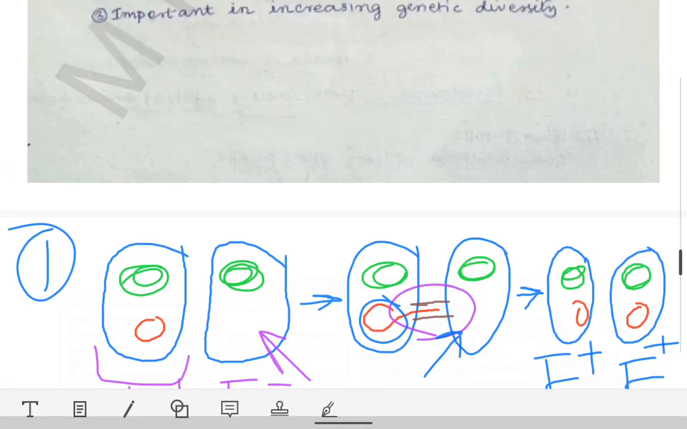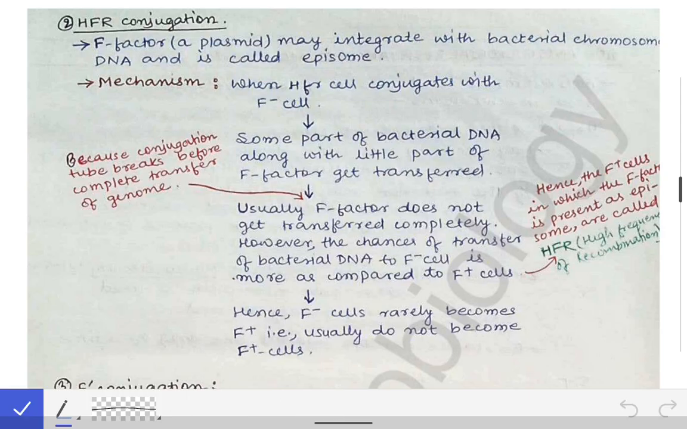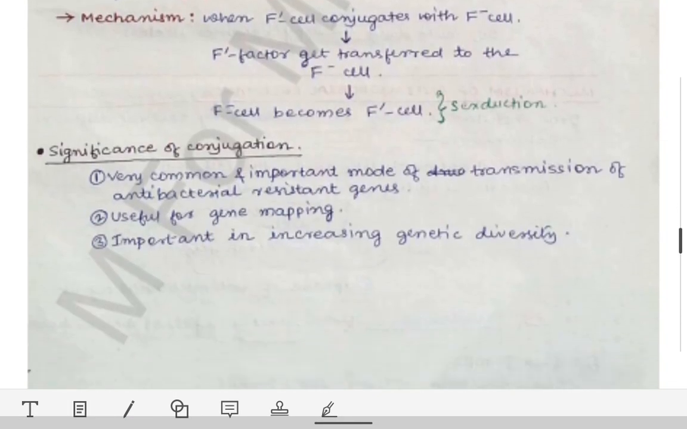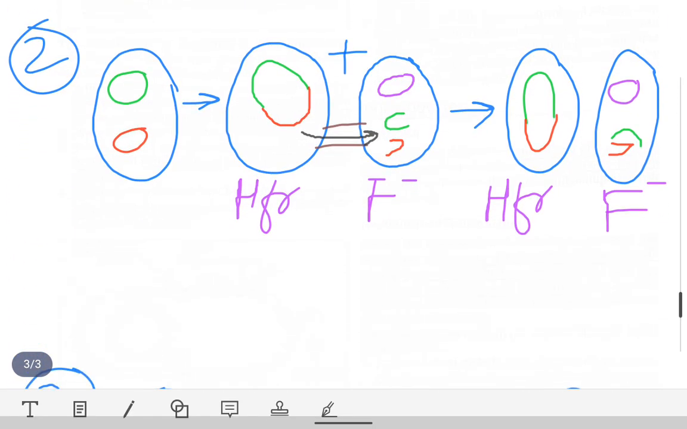Now coming to the second type of conjugation, that is the high frequency recombinant conjugation. Sometimes what happens is that the donor bacterial DNA combines with the F factor or the F plasmid itself.